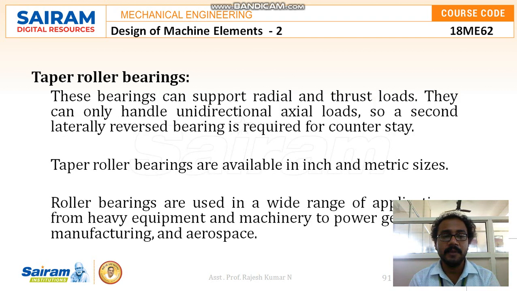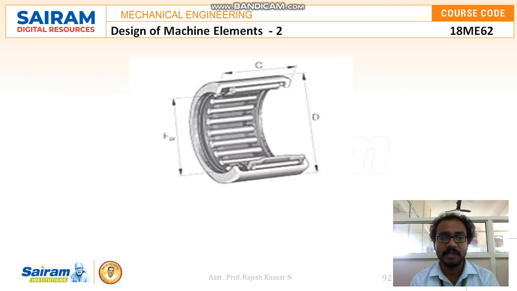Moving to the next type, taper roller bearings. These bearings can support radial and thrust loads. They can only handle unidirectional axial loads, so a second, laterally reversed bearing is required for counterthrust. Taper roller bearings are available in inch and metric sizes, and roller bearings are used in a wide range of applications from heavy equipment and machinery to power generation, manufacturing and aerospace.